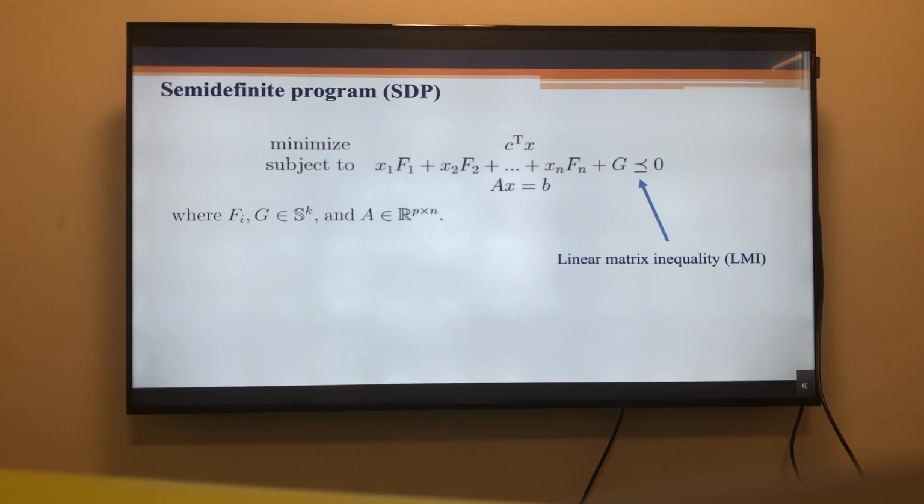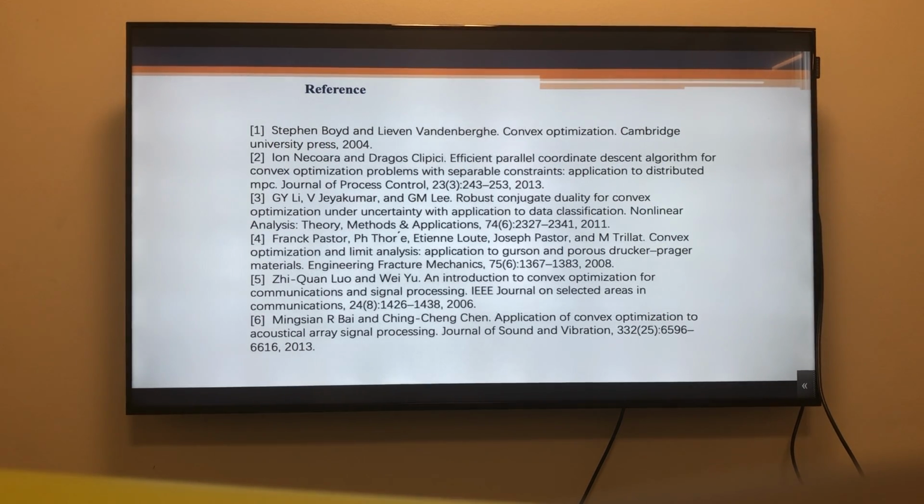The last one is a semi-definite program. It has this standard form, and as we can see, the inequality constraint is a linear matrix inequality. This is the difference. So this is our reference, and that's all.